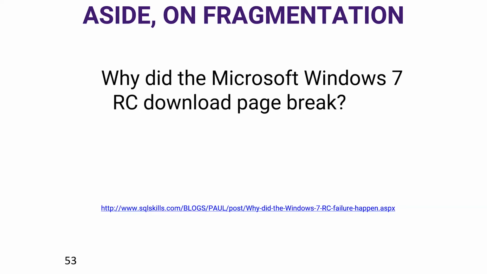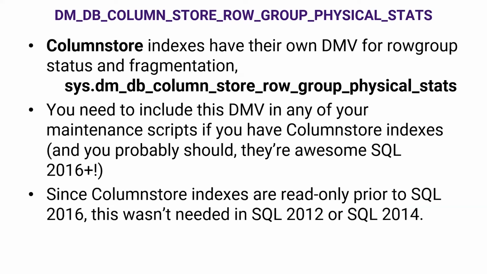All right, we'll keep rolling. So it's a long one: the DMV column store row group physical stats. It's the same thing as the fragmentation stats DMV that we talked about before, but this is for column store indexes. Before we were just talking about row store indexes, so clustered and non-clustered indexes that you're used to. Column store indexes, introduced in 2012 and super awesome now that it's 2016 and above, have their own DMV for status and their own fragmentation.